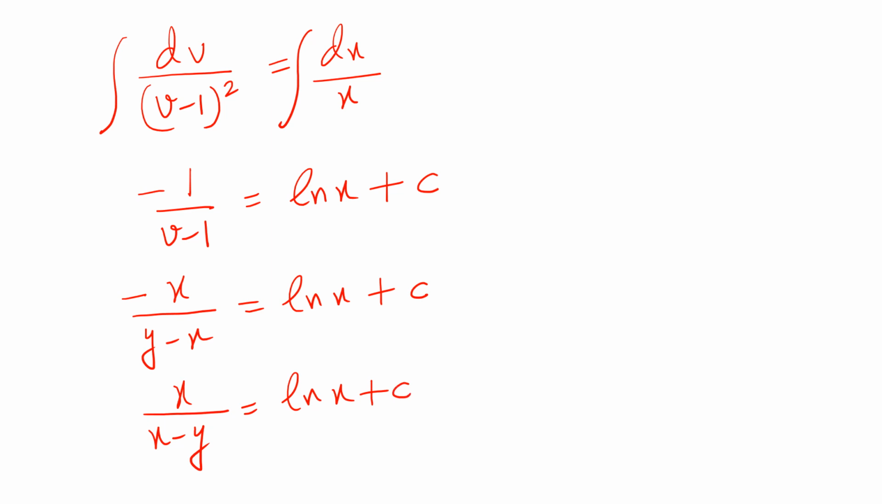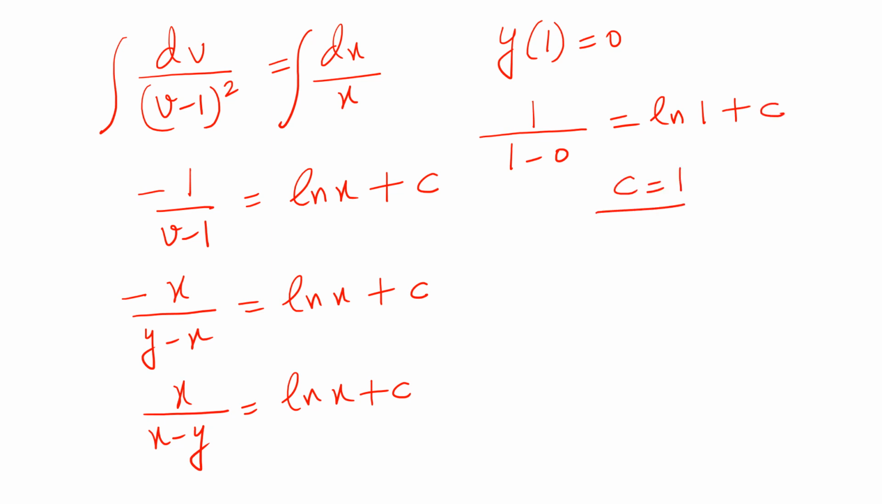Now students, we have been given that y at x equal to 1 is equal to 0. So just put x equal to 1 and y equal to 0. So from here we get 1 upon 1 minus 0 equal to ln 1 plus c. Now we know that ln 1 is 0. So that means the value of c is 1. Now it becomes x upon x minus y equal to ln x plus 1.